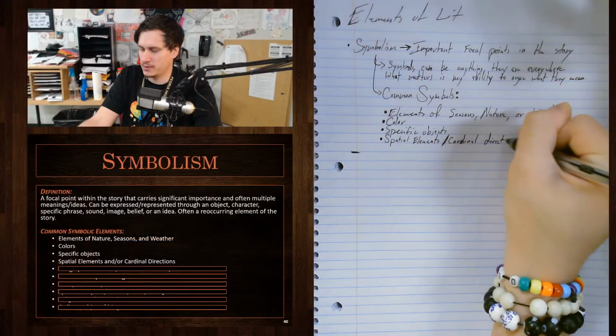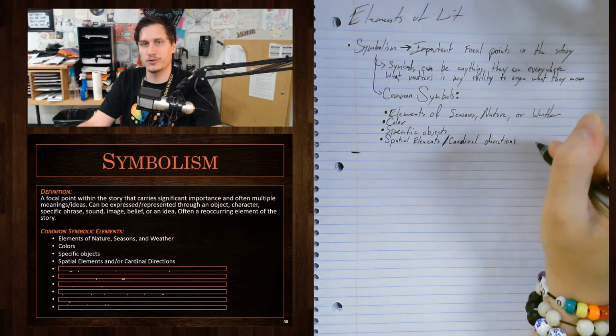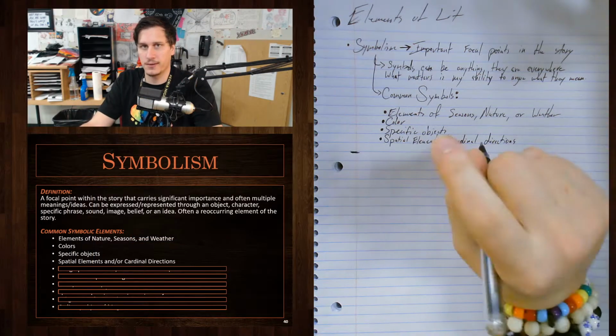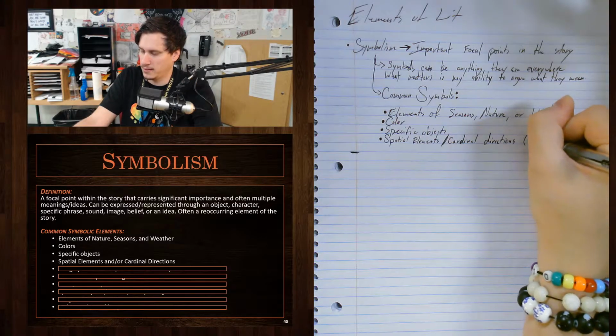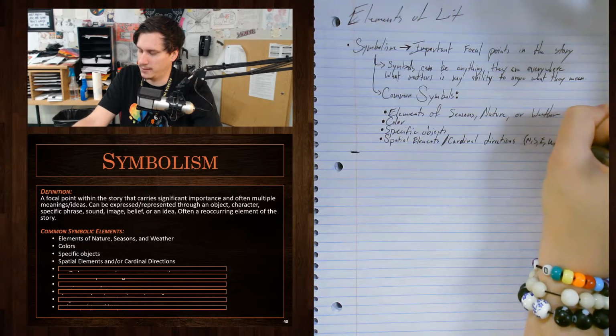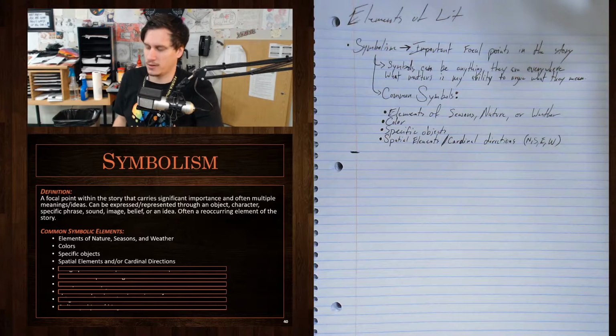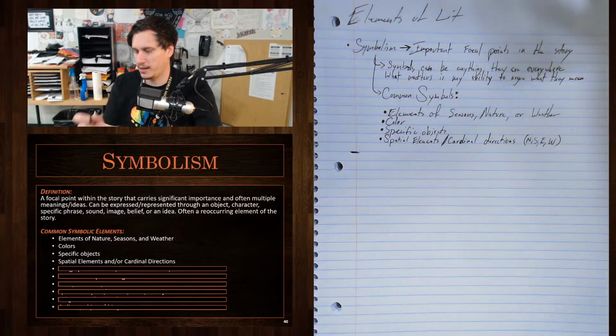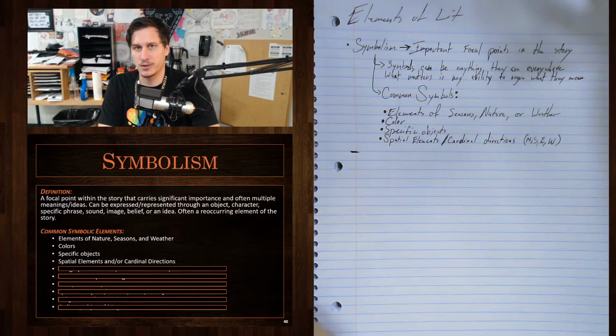Now, if you don't know what those mean, cardinal directions are your north, south, east, and west. If you didn't know that, you are now today years old when you found that out. Okay, north, south, east, and west. That's what cardinal directions mean. For spatial elements, that means elements in three-dimensional space.